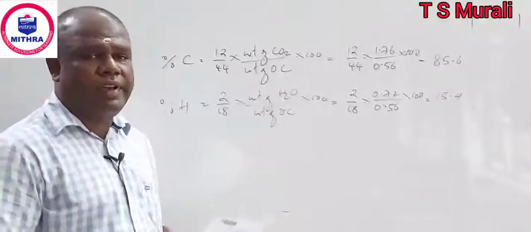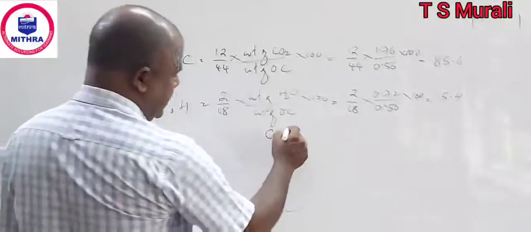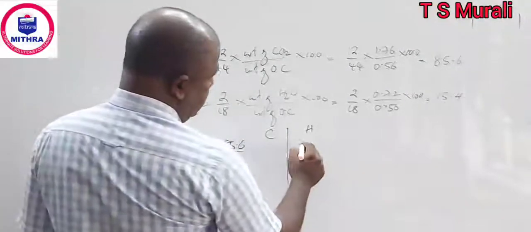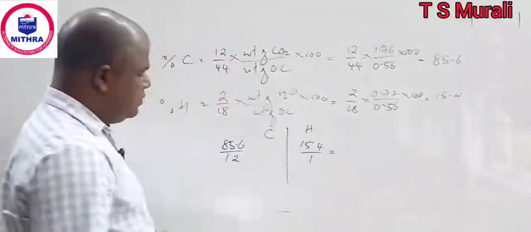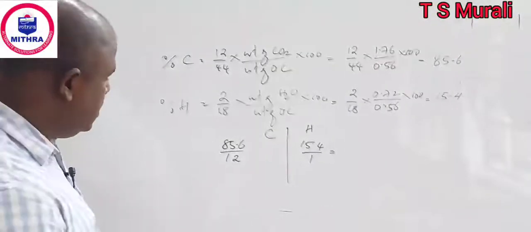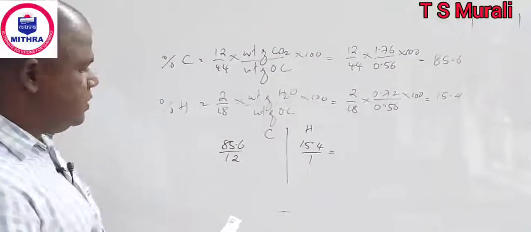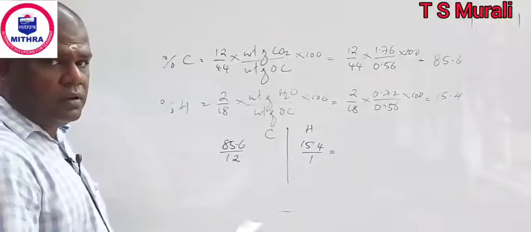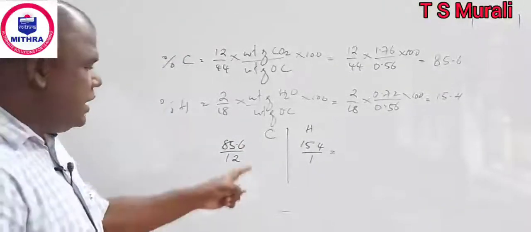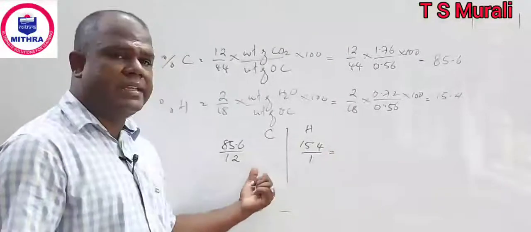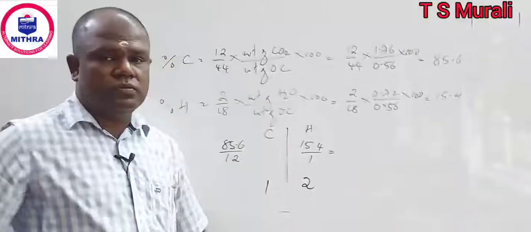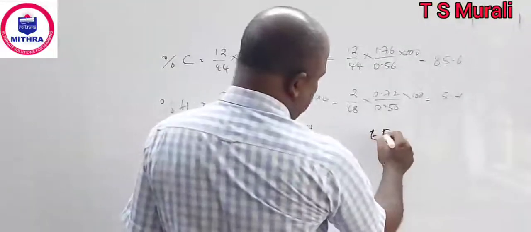Then next you have to find the empirical formula. I'll tell you the method: carbon and hydrogen. 85.6 you have to divide by its atomic mass 12, and 15.4 you have to divide by the atomic mass 1. 85.6 divided by 12 comes around 7 point something, and here 15.4 itself. So the least answer is here, 7 point something, and here it is 15.4. So you have to divide all the answers by 7 point something. So here it becomes 1 and here it becomes 2. So the empirical formula is CH2.